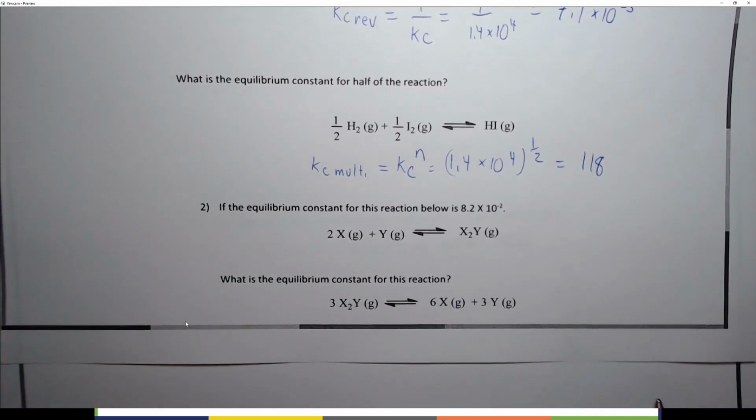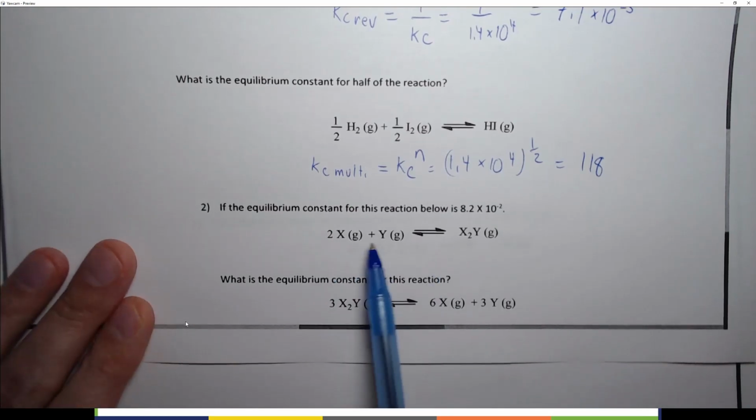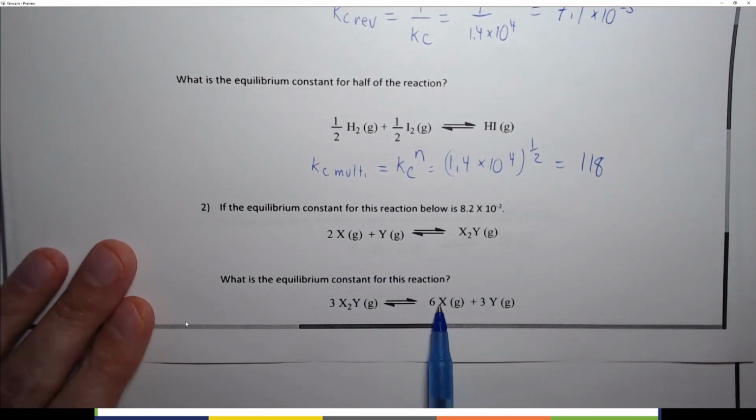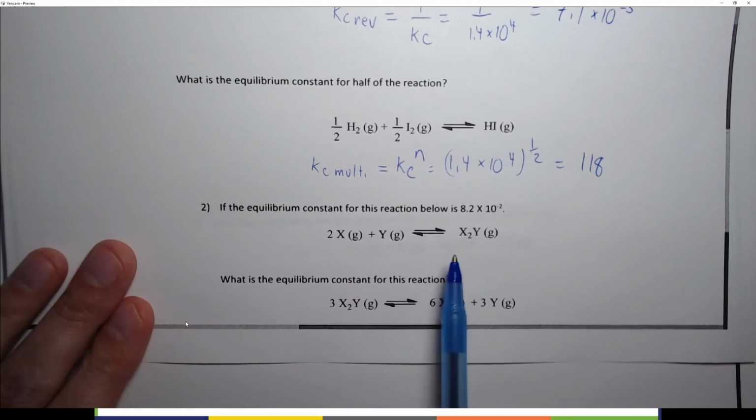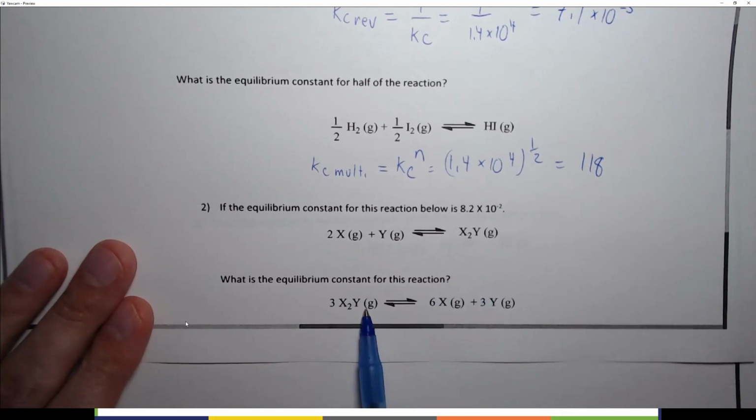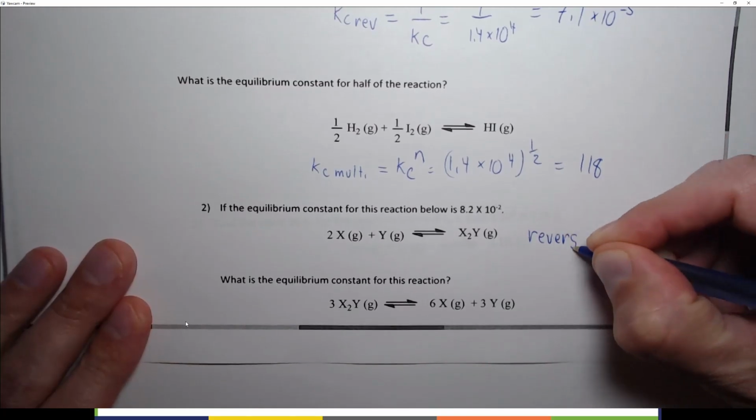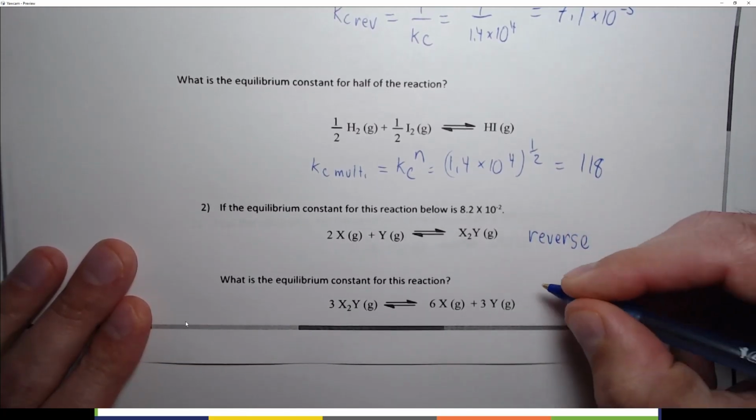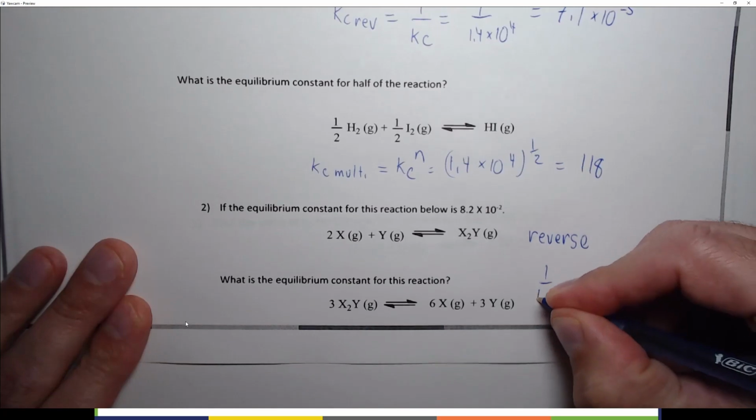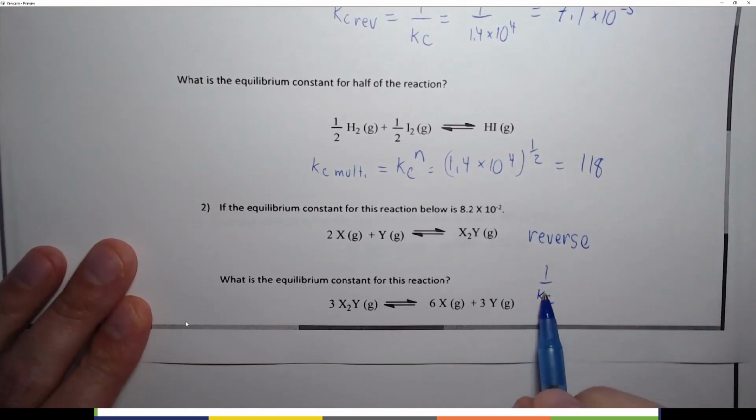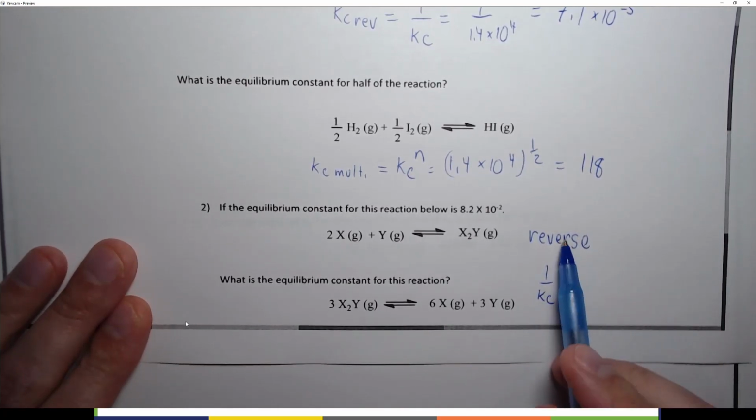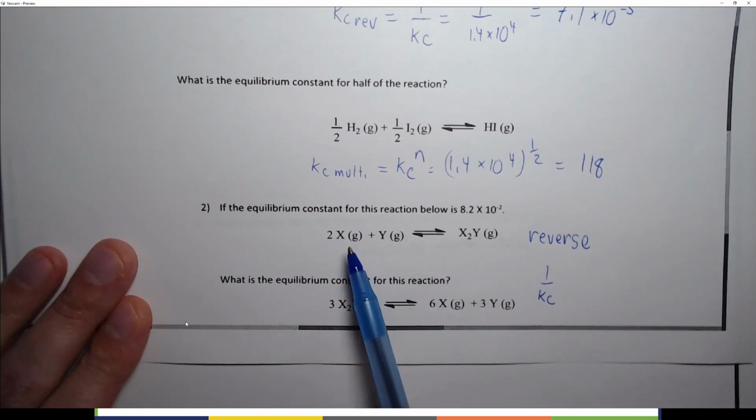Well, we have to notice what we did with this reaction compared to this reaction. The first thing I notice is the product is now the reactant. So we reversed it. So we want to take 1 over the Kc in order to find what the value is because we reversed it.